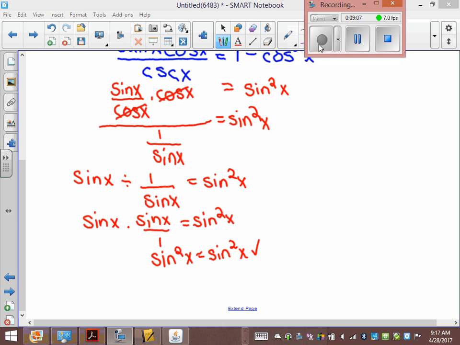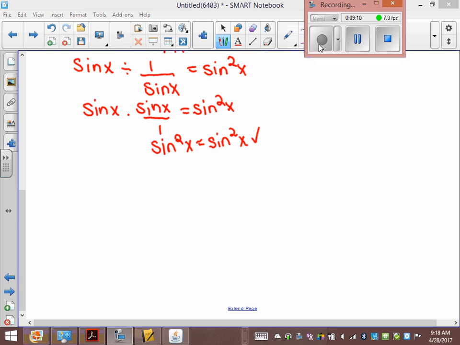Okay, try this one. I like it when we try them ourselves and then see if we get it. That's what you do with proofs. Tan x equals 1 minus cos 2x over sine 2x.